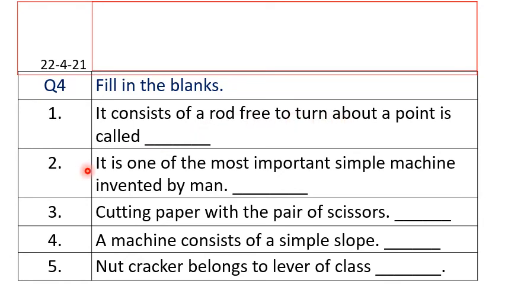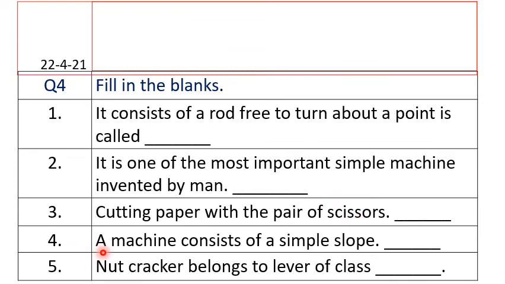Number 2, it is one of the most important simple machines invented by men. We know it. You need to write the answer over here. Number 3, cutting paper with a pair of scissors. Here you need to just write the class of lever, that is, from which class of lever scissors belong.